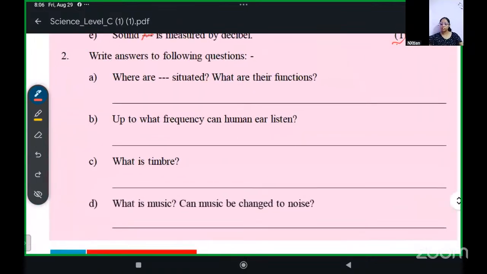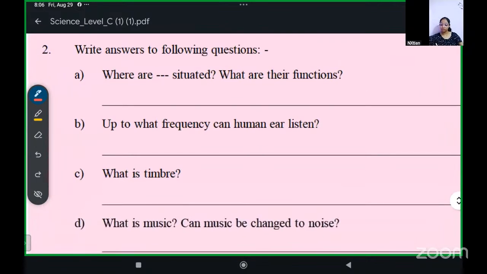Now, where are dash situated and what are their functions? Let's do B, C, and D first. Up to what frequency can the human ear listen? 20 to 20,000 hertz. Yes, 20 hertz to 20,000 hertz.